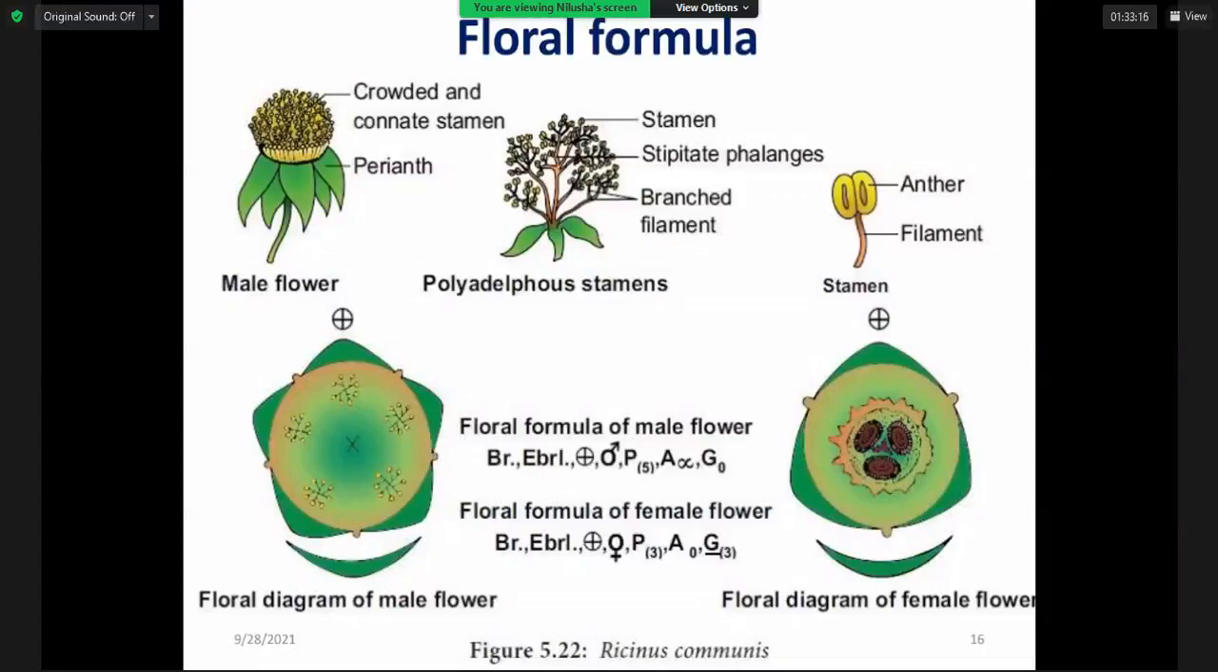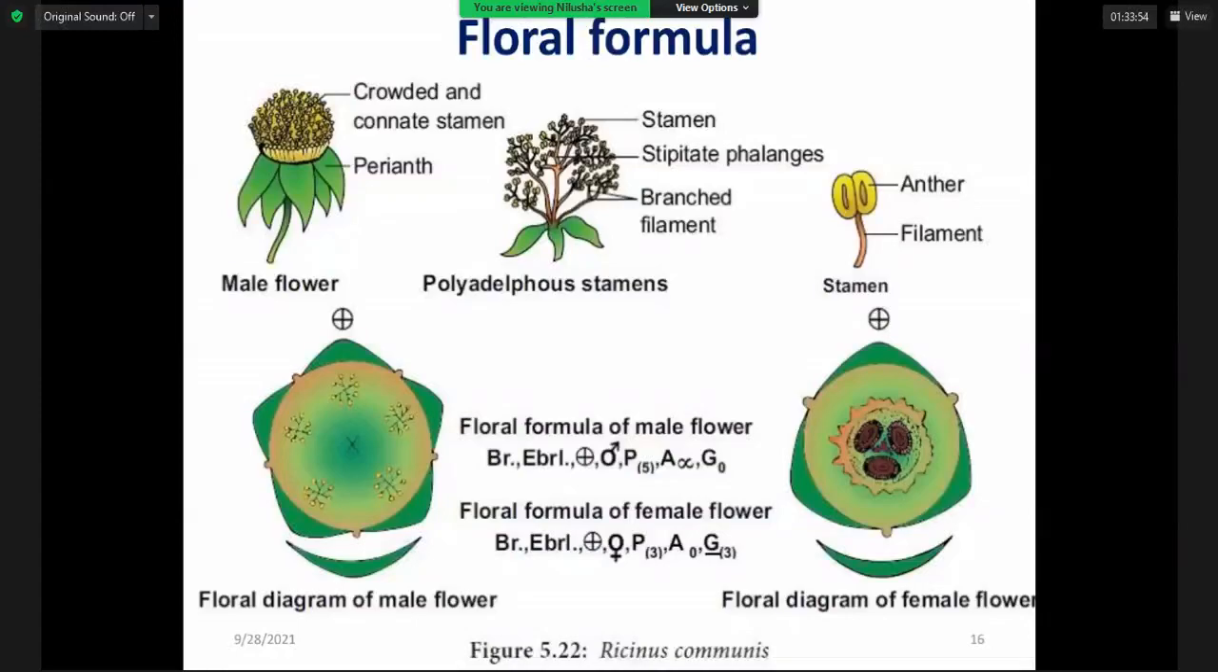First you can see the bract there, the greenish colored one. Next one is ebracteolate. That means bracteoles are not present, so we call it ebracteolate. The next symbol is for the actinomorphic flower, as you already know. And the next symbol is for the male flower, because these flowers are unisexual, so we want to write this symbol for the male flower.